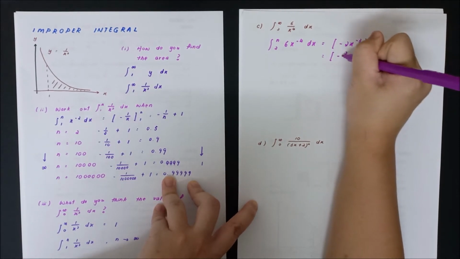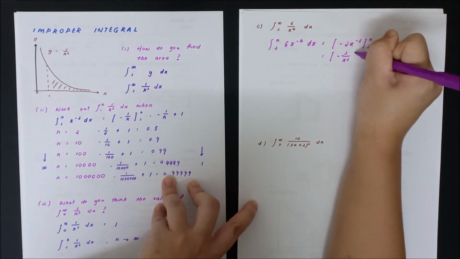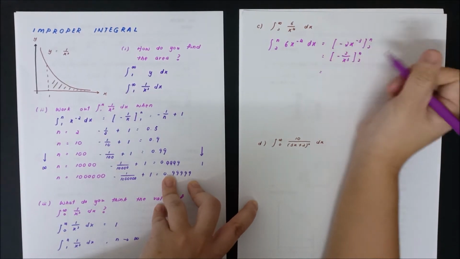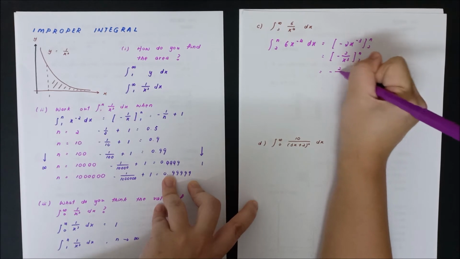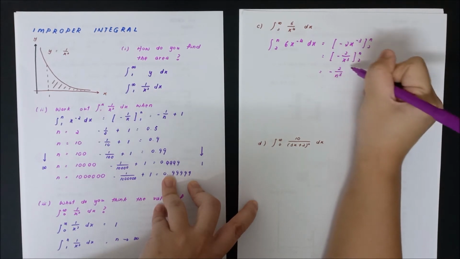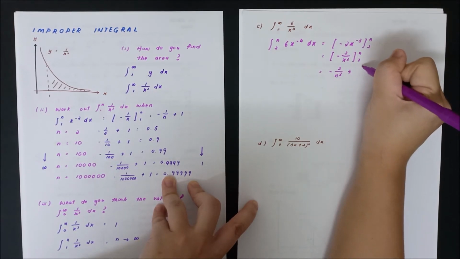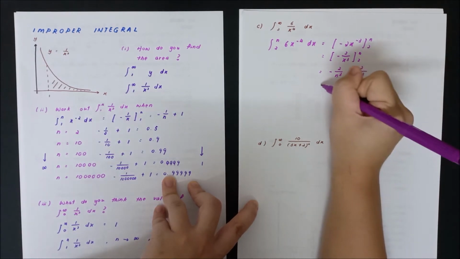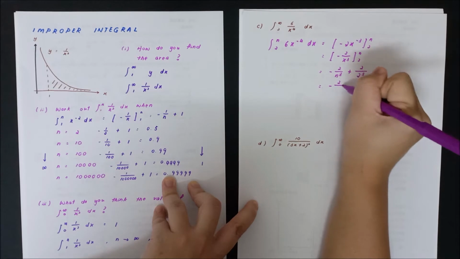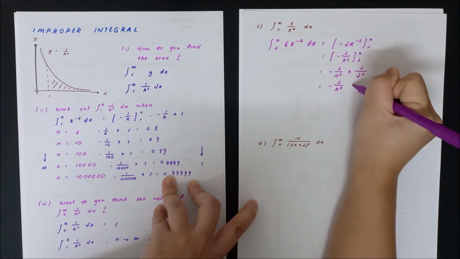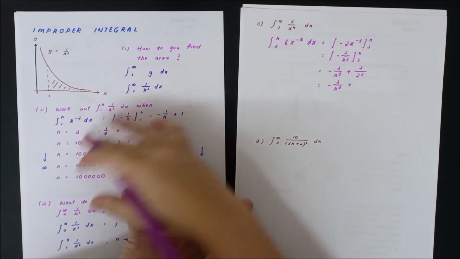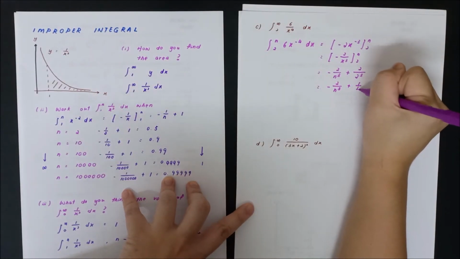Negative 2 over x cubed, divide, n 2. So now you can substitute negative 2 over n cubed, negative negative is going to be positive, then 2 over 2 power 3. Okay, so negative 2 over n cubed plus, so 2 cubed you are getting 8, so 2 over 8 you are getting 1 over 4.